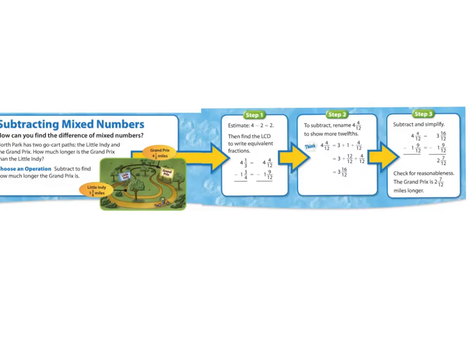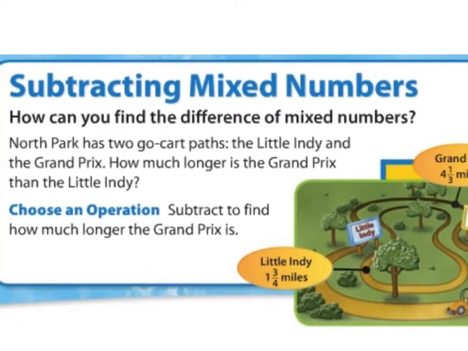Let's zoom in on our example. Subtracting mixed numbers. How can you find the difference of mixed numbers? North Park has 2 go-kart paths. I love go-karts. The Little Indy and the Grand Prix. How much longer is the Grand Prix than the Little Indy? How much longer, and I see they're comparing. I know that that's going to be a subtract problem to find how much longer the Grand Prix is.